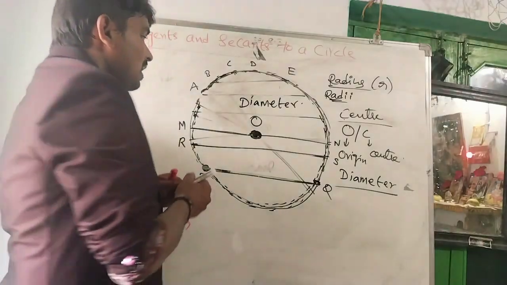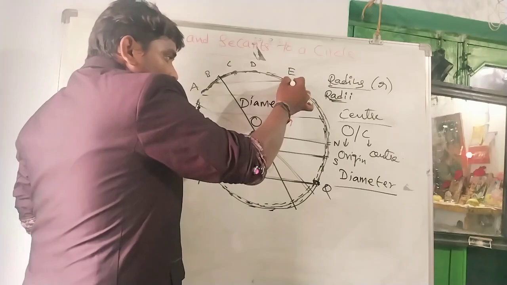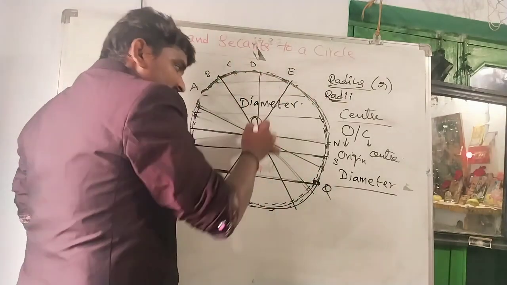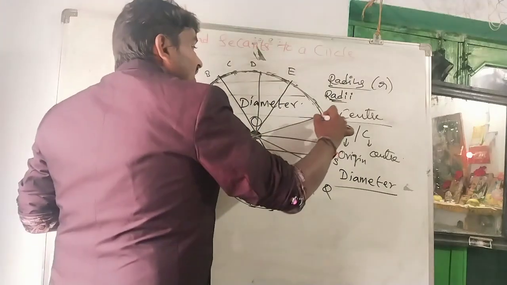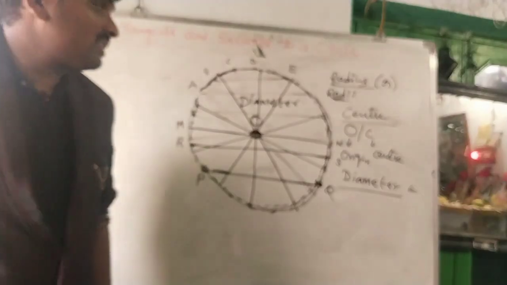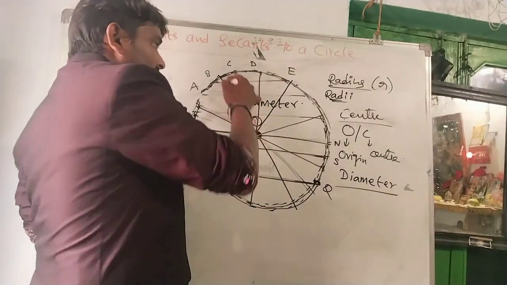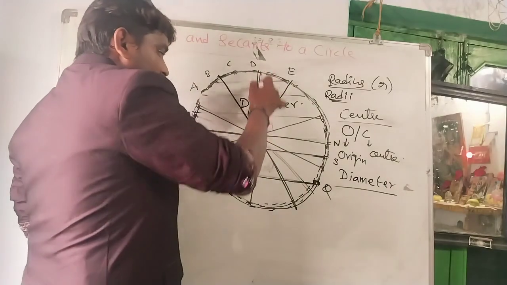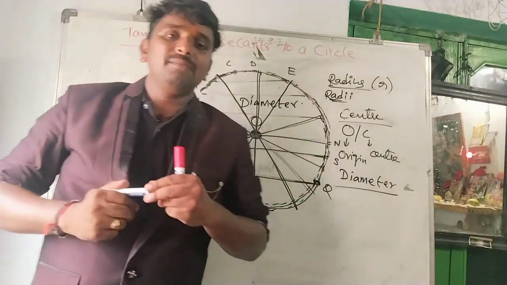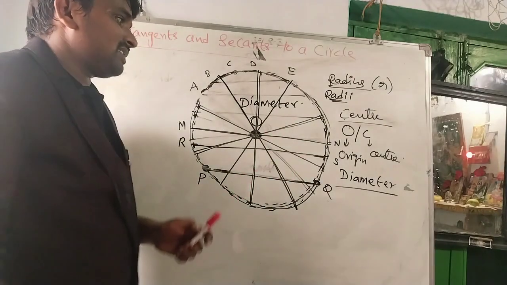But remember one thing: how many diameters can we draw in a circle? We can draw an infinite number of diameters in a circle. And remember, all diameters have the same length. If you find the length of the first diameter, the second diameter and the third diameter, their lengths will be equal. But chords' lengths will not be equal, while diameters' lengths are equal.